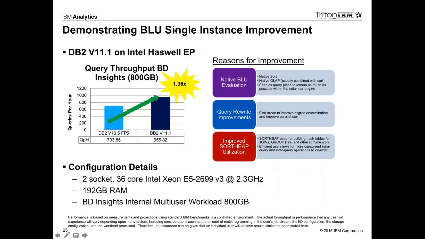Here's an example of just a single instance BLU. So back to the question, have things improved? Absolutely. There are a couple of things that contribute to, in this case, a 36% improvement: native BLU sort, so faster sort; the OLAP functions sitting inside the engine; query rewrite, so this may be using nested loop join, I don't know in this particular example; and more efficient sort heap utilization. So for those customers already using BLU on 10.5, they'll see a significant performance improvement moving to 11.1.